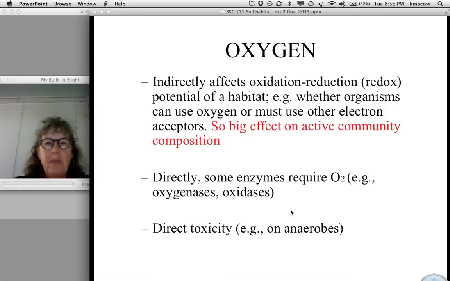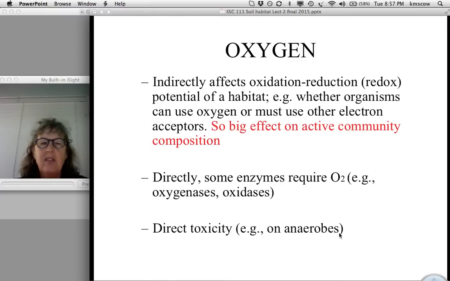And so there are direct effects of oxygen on microbial activity. In this case, there are particular enzymes that require oxygen, molecular oxygen. Enzymes that have names like oxygenases and oxidases, which are very important enzymes for breaking down complex organic material in soil, as well as involved in other processes. So they need oxygen, so they will not be active in the absence of it.